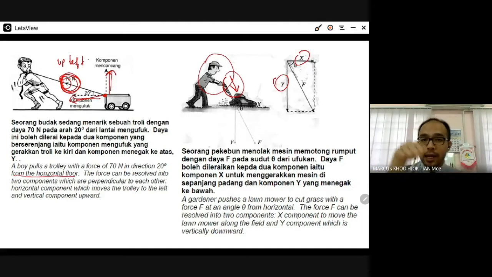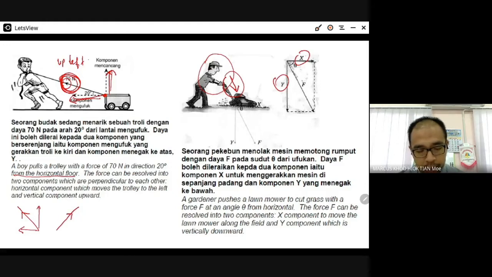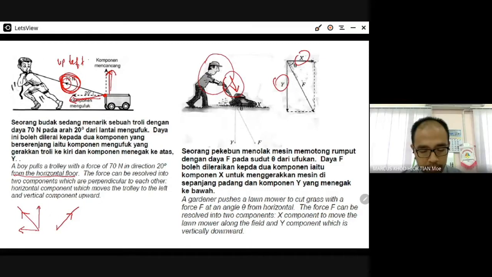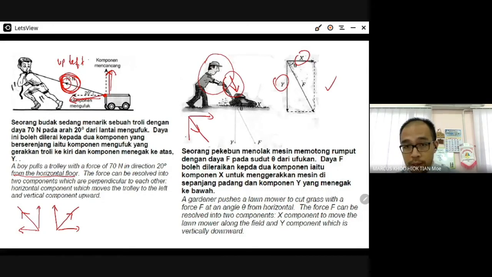You just have to split the slanted force into two components. There are four slanted forces. One is this one, which is up left, so the components are upwards and to the left. The second slanted force is this way. What are the two components? In which direction? Up and right. Thirdly is the one that's the same as this, like this. So the components are to the right and down.